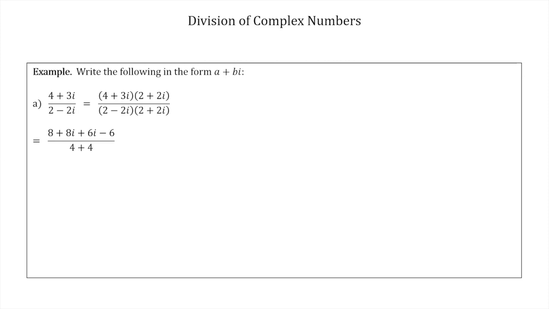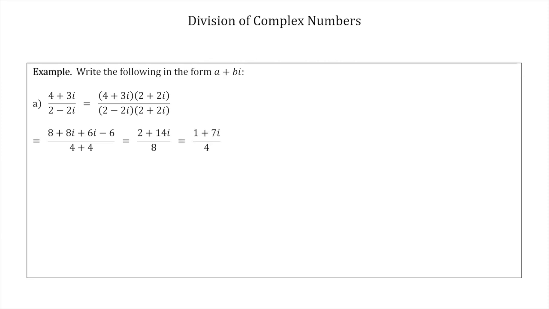And on the top, I've just timesed out the brackets, as I've been doing. 4 times 2 is 8. 4 times 2i is 8i. 3i times 2 is 6i, and 3i times 2i, well, 3 times 2 is 6, but then the i squared gives us a minus 1, so we get minus 6. So then I just tidy this up by adding the 8 to the minus 6 on the top, that's the real part, and I get 2, and then 8i plus 6i is 14i, so that's the imaginary part, and then 4 plus 4 is 8. So I get 2 plus 14i over 8.